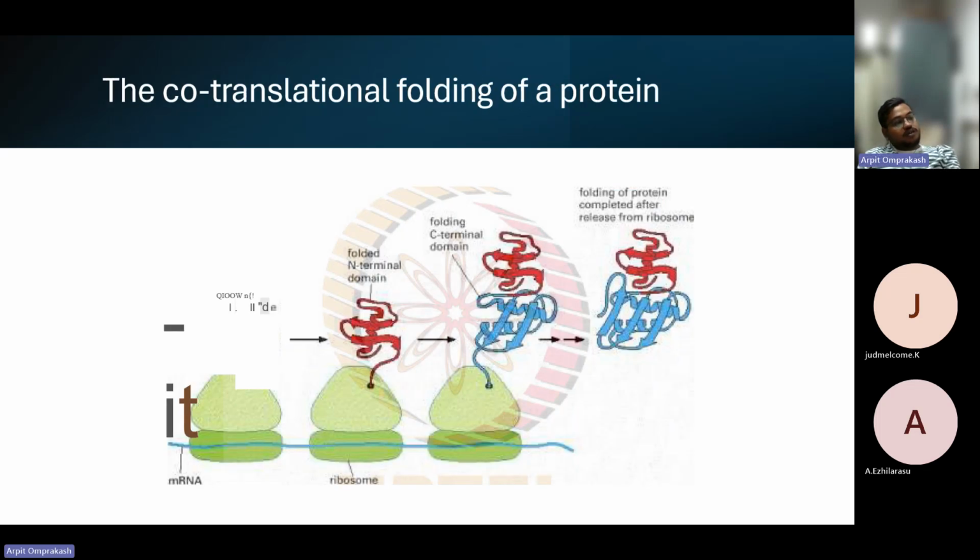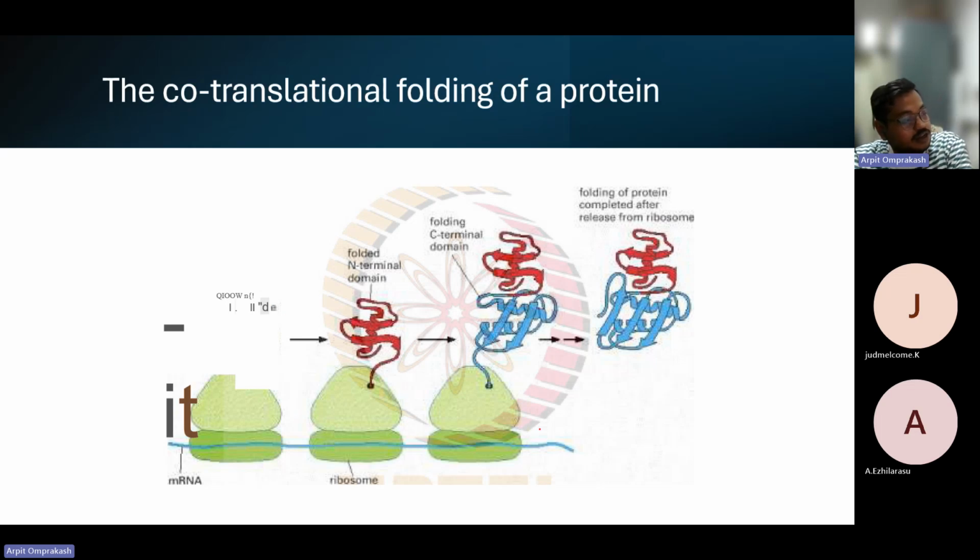So the next thing that we see is something called the co-translational folding of a protein. I took all these images from such slides. Some of these are not that great, like some of these have annotations which have been translated, so just excuse that. Sorry.